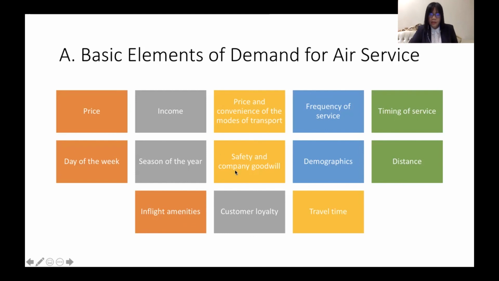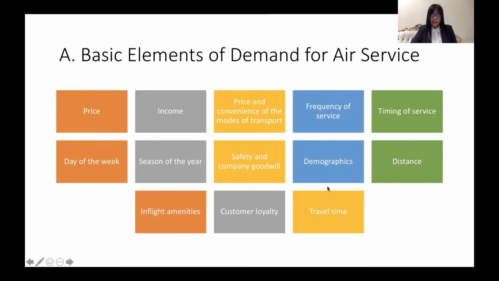The next factor is safety and company goodwill. A good safety record is good for business. Air travel drops whenever there is a major disaster, because people are afraid, and it affects the psychology of consumers.